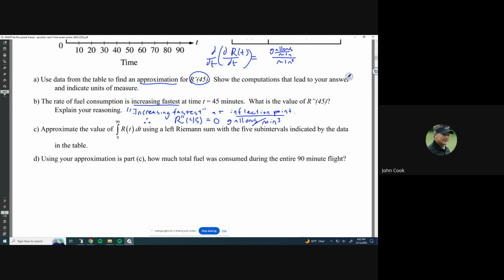All right. Then the next thing, so let's see here. Approximate the value of the integral from 0 to 90 of R of t using a left Riemann sum with 5 subintervals indicated by the data in the table.